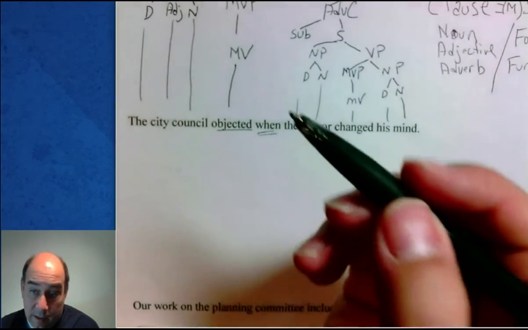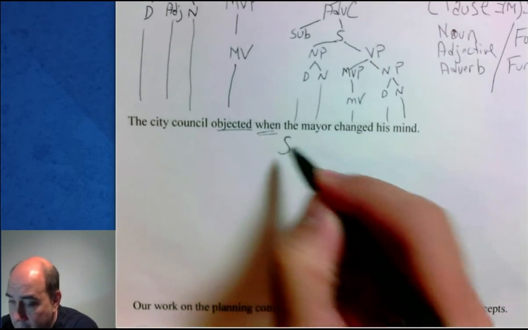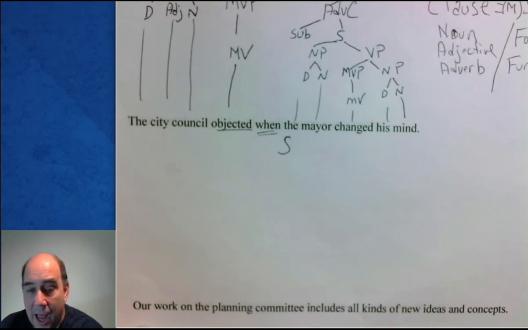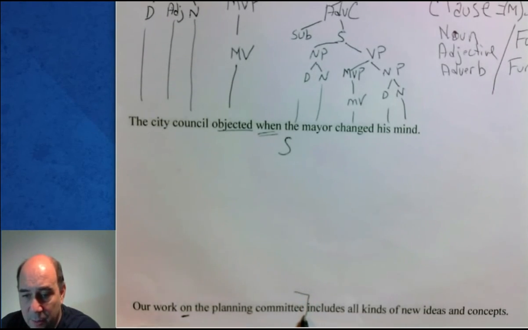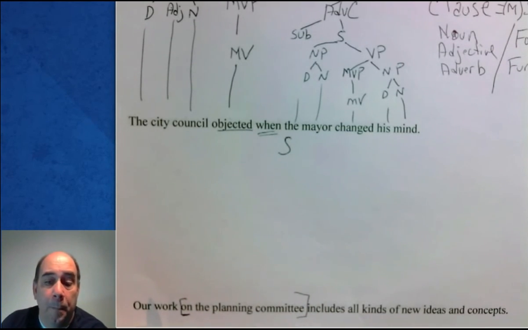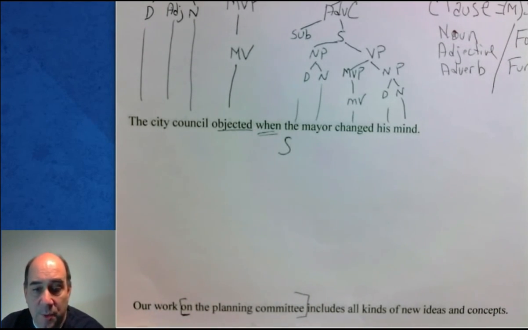First thing I'm going to do, I'm going to start with a big old S here at the top so that I know what's going on here. Our work on the planning committee. On, preposition. Hey, I'm going to notice that right away. On the planning committee. All of this is going to go together. You've got a preposition, you're definitely going to have an object that goes with it. So this is a prepositional phrase. This is not part of the main sentence. Actually, it's part of the main sentence, but it's not a necessary part. Okay? So I can just keep going.